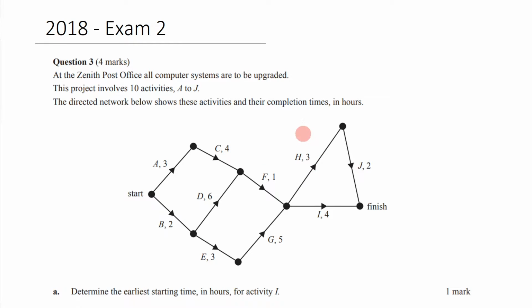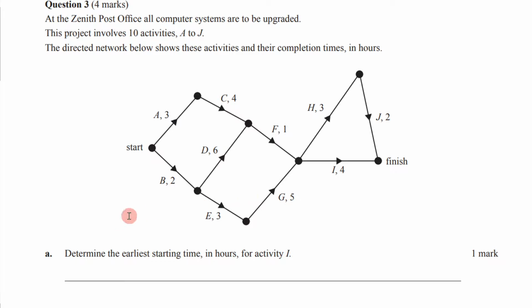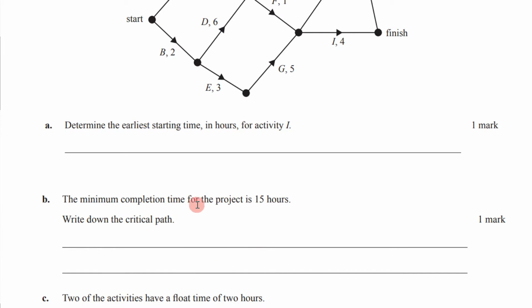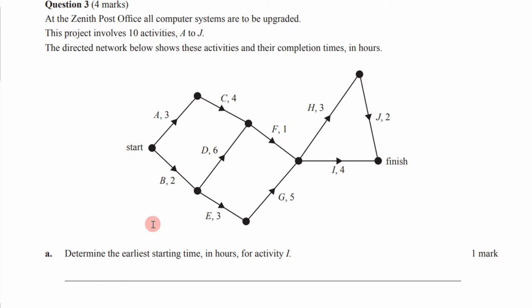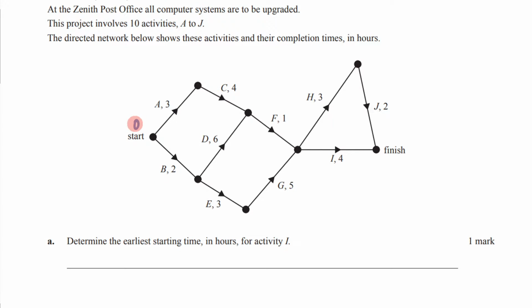Now, as you look through the questions that we're being asked here, you can quickly determine that what we need to do here is do critical path analysis. So let's look at the questions that we've been given here. We're being told, what's the earliest starting time in hours for activity I? The minimum completion time for the project is 15 hours. Write down the critical path. It's pretty clear that what we need to do is to do our critical path analysis here. So let's begin. Remember, you always put a 0 at the start because you always start at time 0.